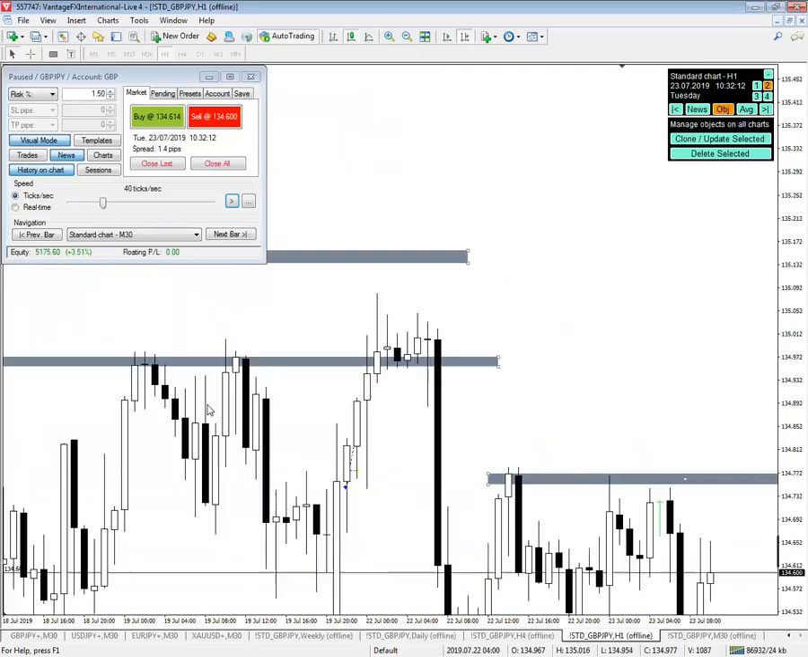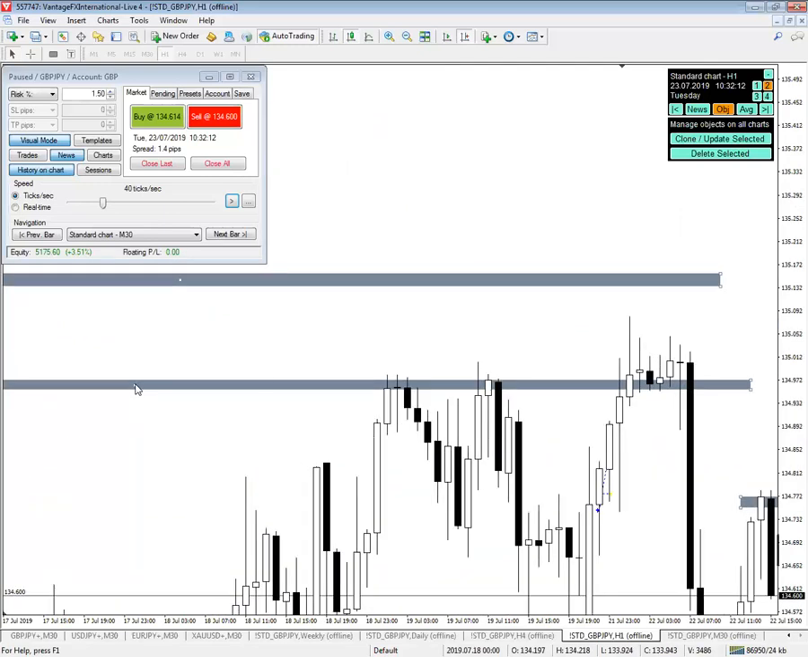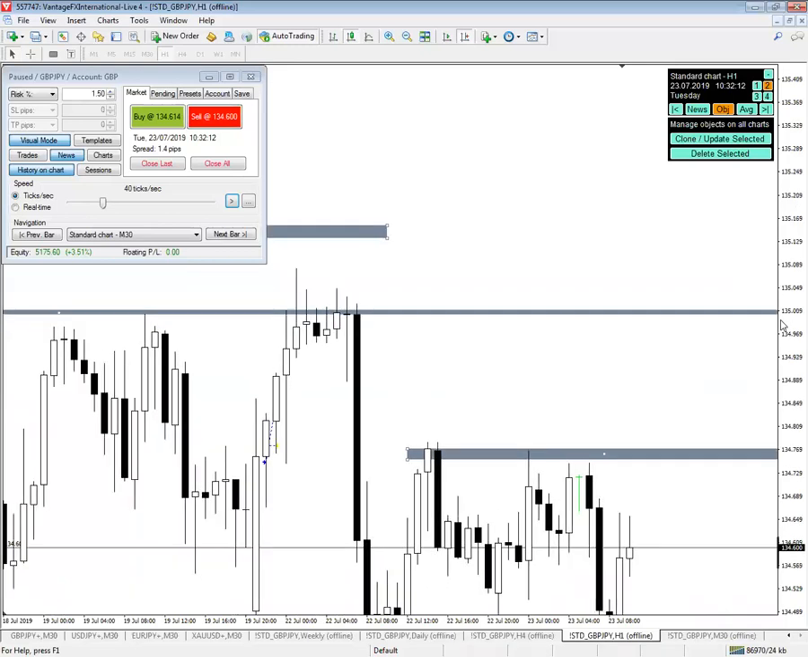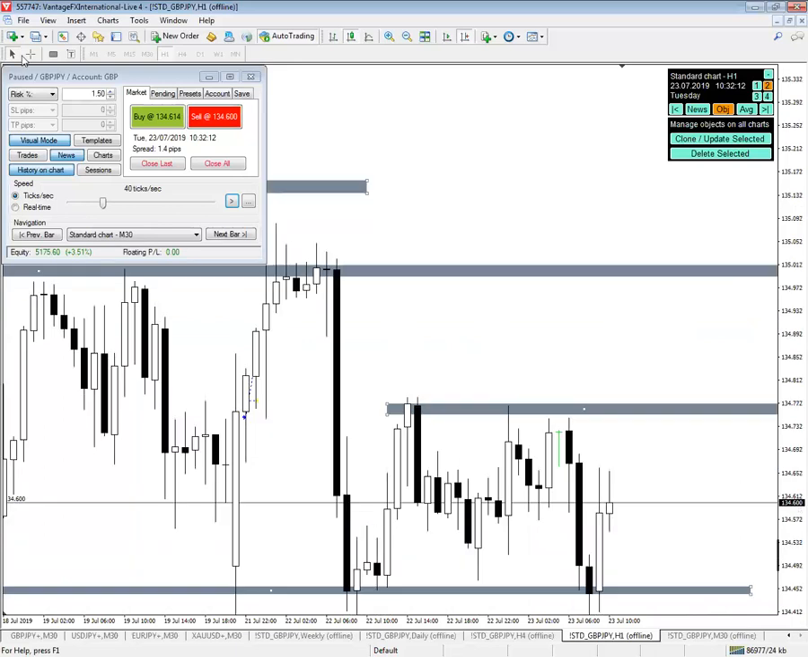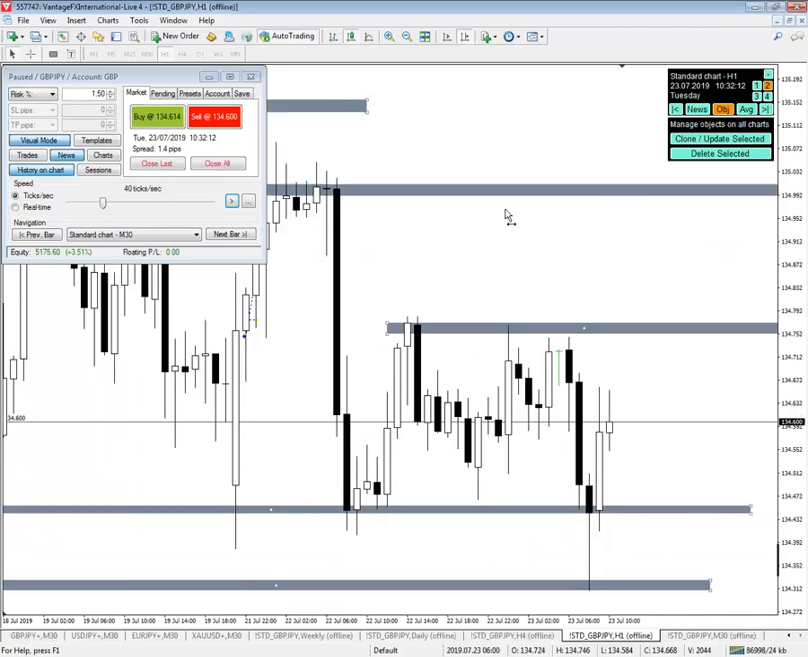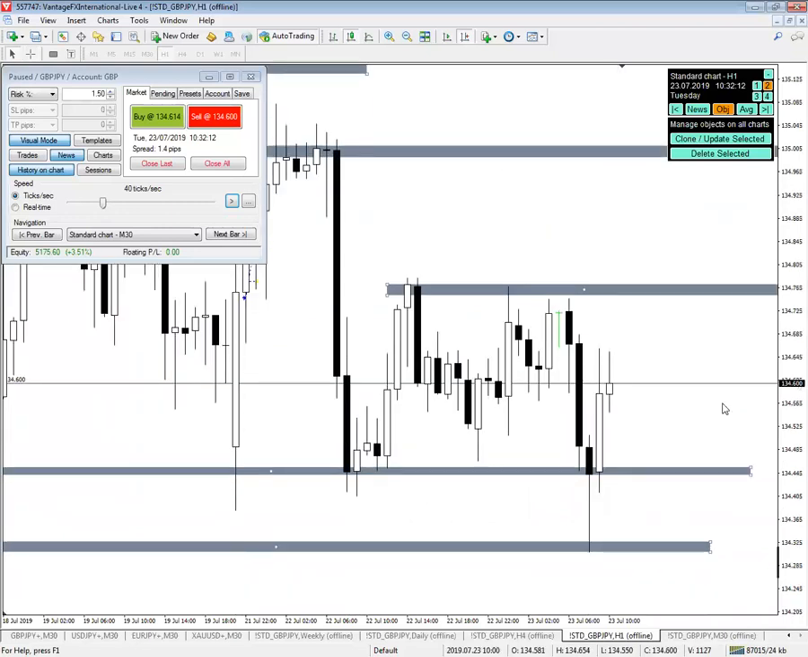And if we break up on the 1 hour, then we have clean candles coming up to the next resistance area around 135 flat. Yeah, 135 flat. So that'll be a nice buy opportunity.